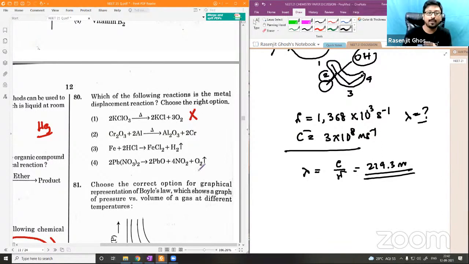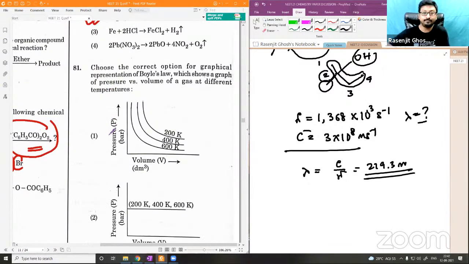Option number 2, Cr2O3 plus Al will give you Al2O3 and Cr. So here the chromium is getting reduced and the aluminium is getting oxidized, and as a whole, the metal is also getting displaced. So definitely this one is going to be the metal displacement reaction. Okay, metal displacement reaction.